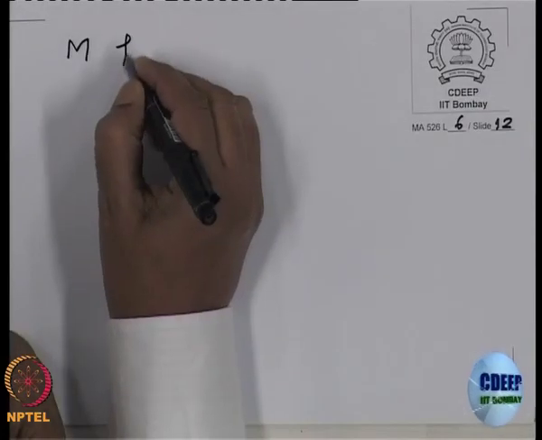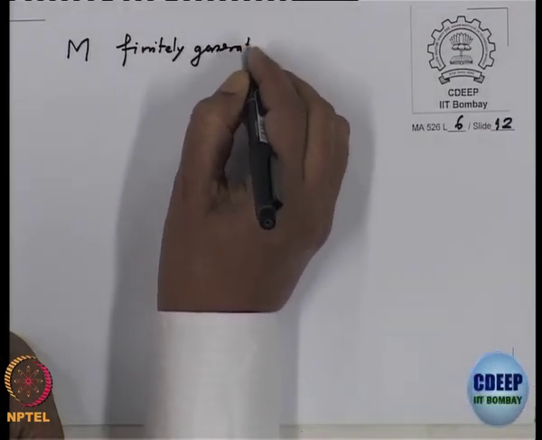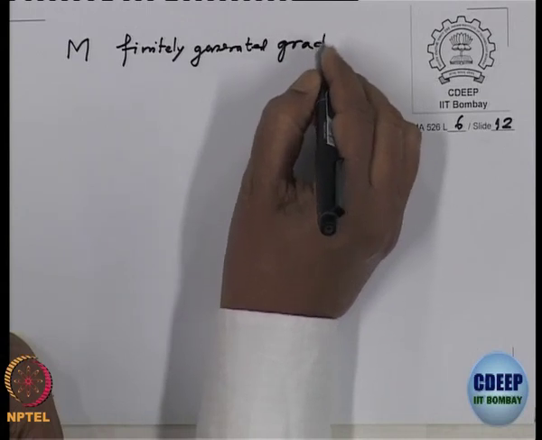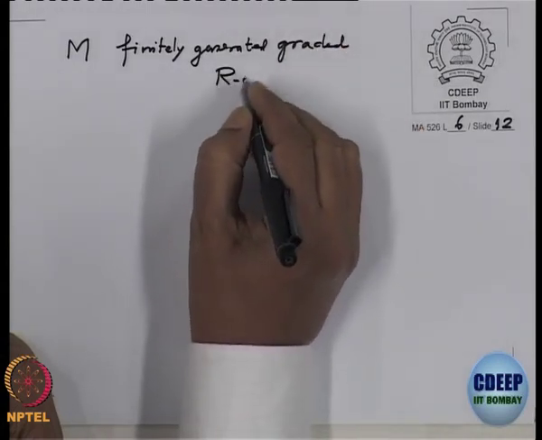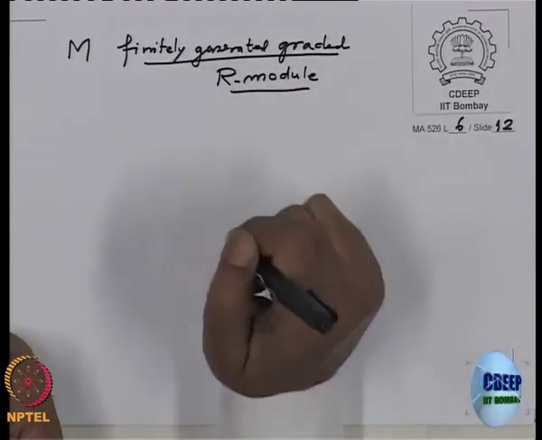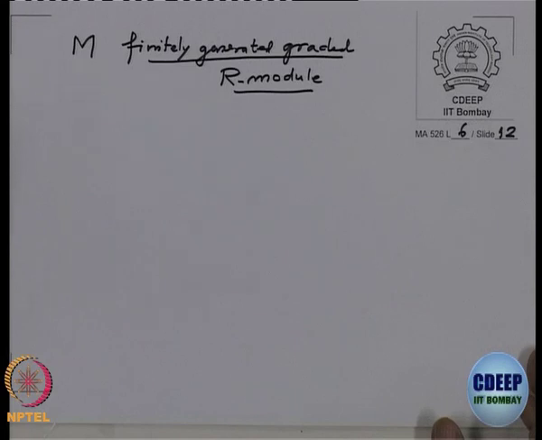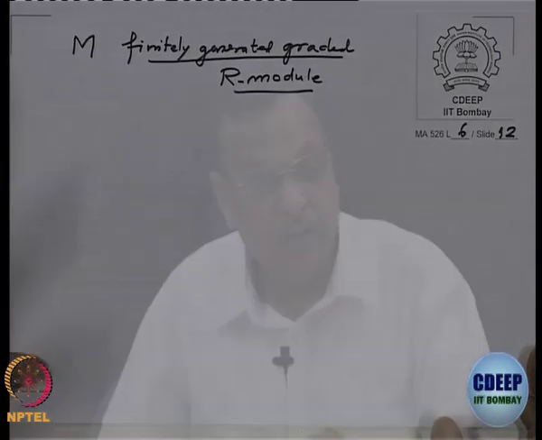So now suppose I have a sequence of graded modules, and I will also assume M is a finitely generated graded R module. That means as a module it is finitely generated over R, and because it is graded, I can assume that there is a generating set consisting of homogeneous elements of whatever degree.